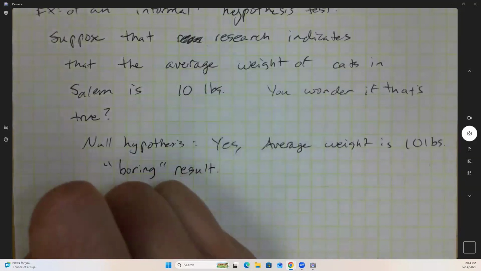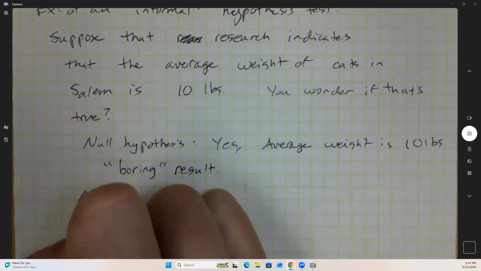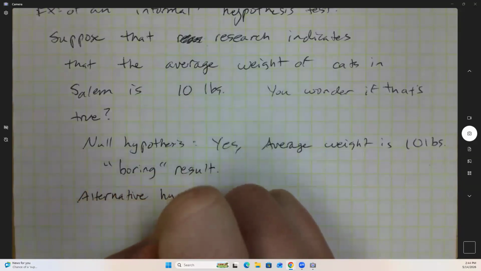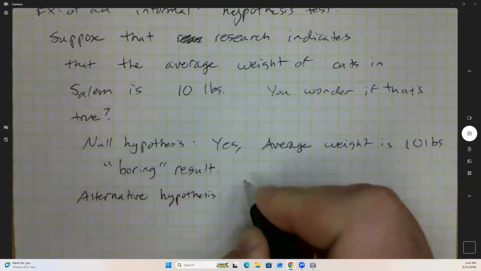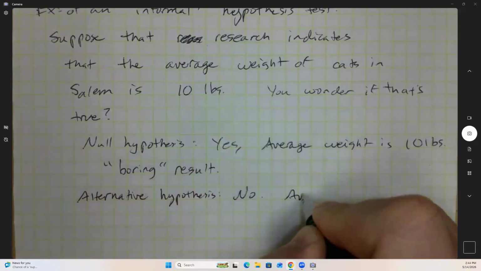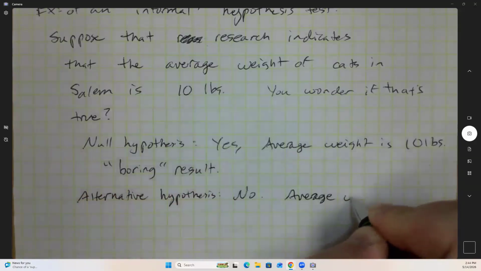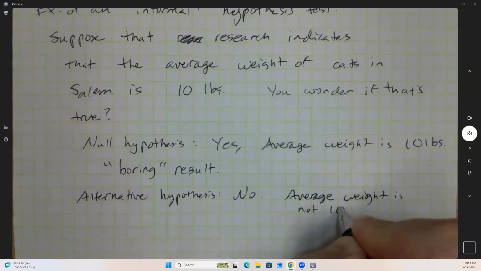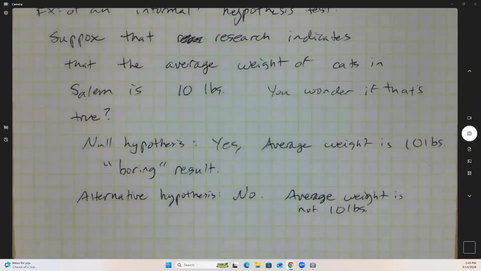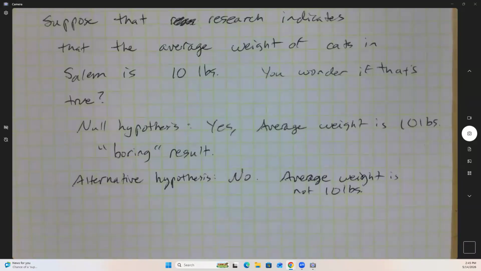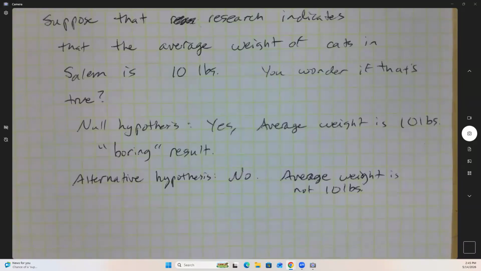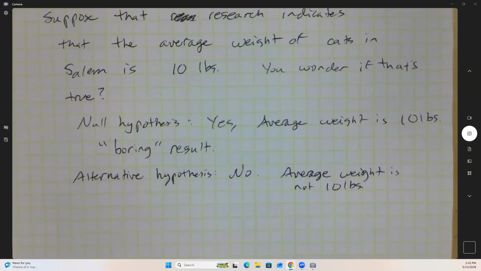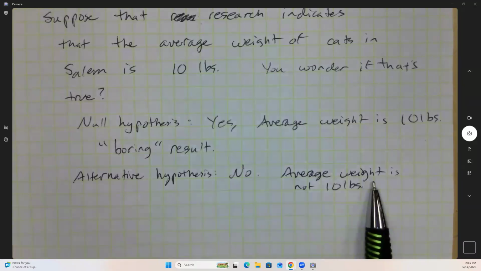And the other possibility, what we call the alternative hypothesis, is no, the average weight is not 10 pounds. That's an interesting result because now you get to ask a very specific question. What question do you ask if this is your answer?